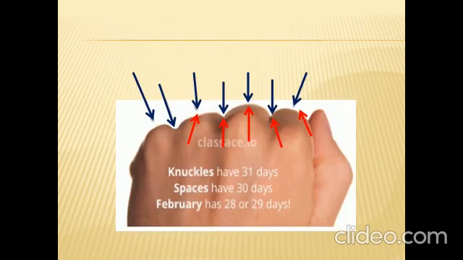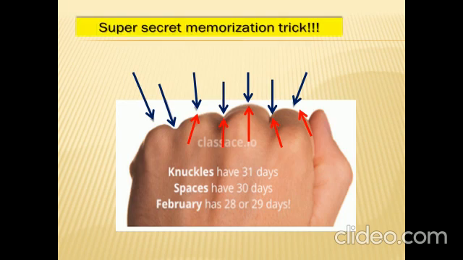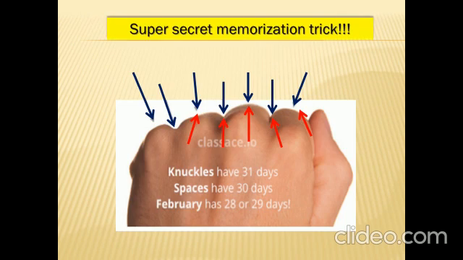Every month either has 30 or 31 days in it, except February, which has 28 or 29 days. You know, children, it doesn't seem like there's an easy way to learn the days in each month. But there is one trick. Here it is. Super secret memorization trick. Okay, kids. Use your knuckles to figure out how long each month is. Clench your fist as you see in the picture. And here it goes.